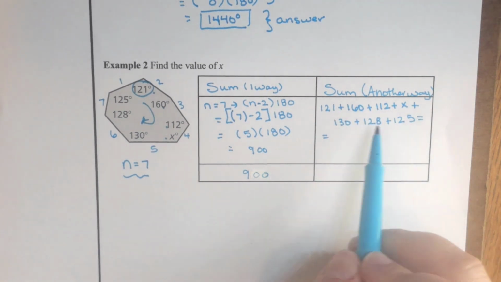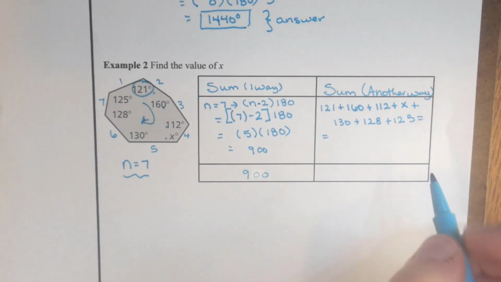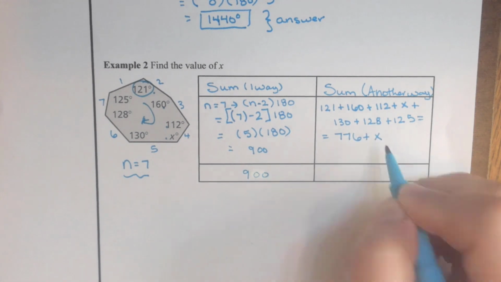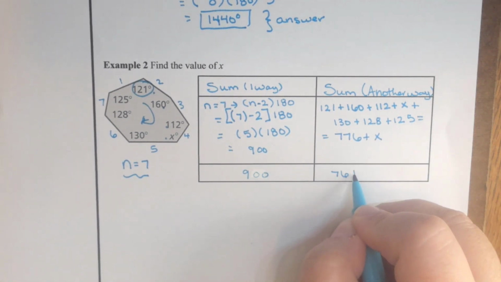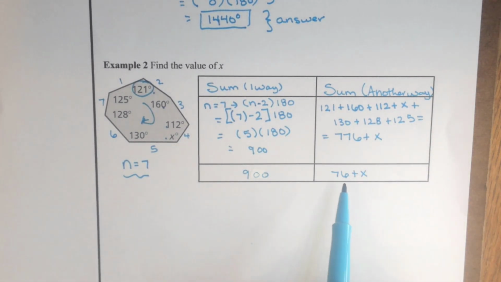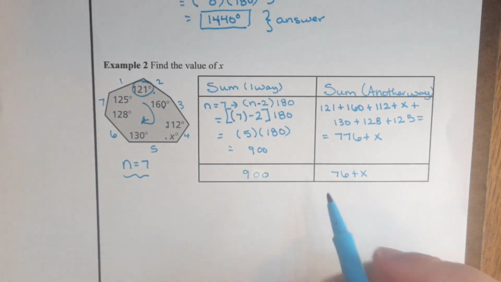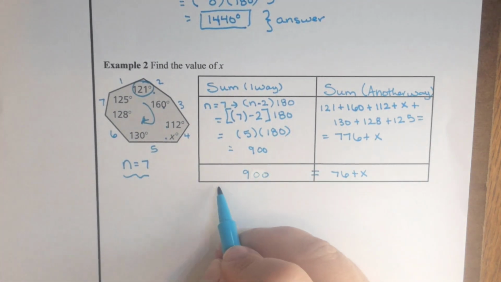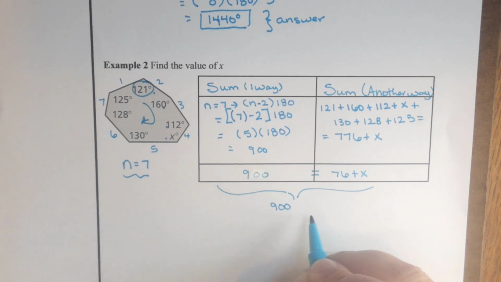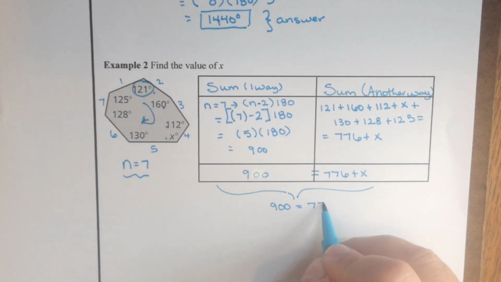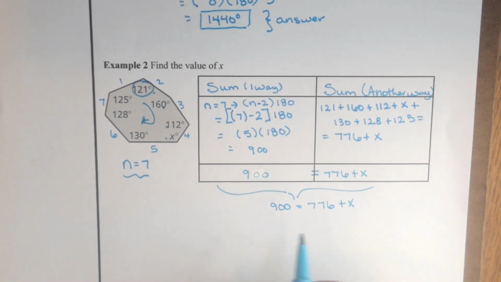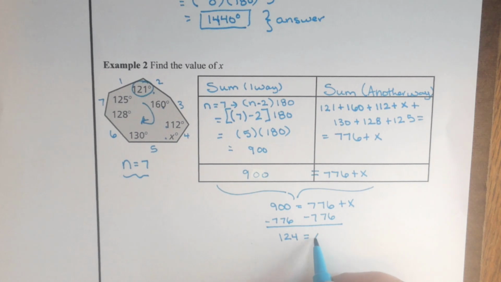So I'm going to add up all the numbers. So when I add all those up, I get 776 plus x. So these are both equal to adding them up, or the sums. So guess what I have here? I have an equation. 900 is equal to 776 plus x. So I'm going to subtract 776 off both sides, and I get 124 is equal to x.